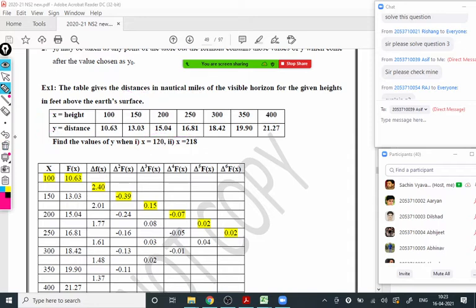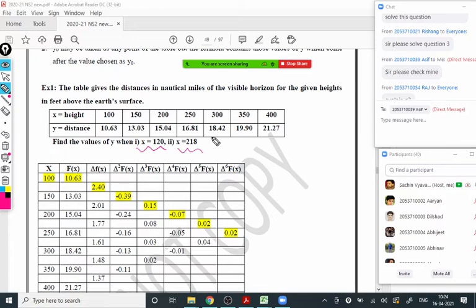In the final examination, generally you don't have to find the values of f(x) at two different points. Only one will be asked, either 120 or 218. So this is just for practice. The two values are given here, but in the examination we have to find the functional value at only a single point. Our aim is to get y when x is 120, or we have to find f(120).